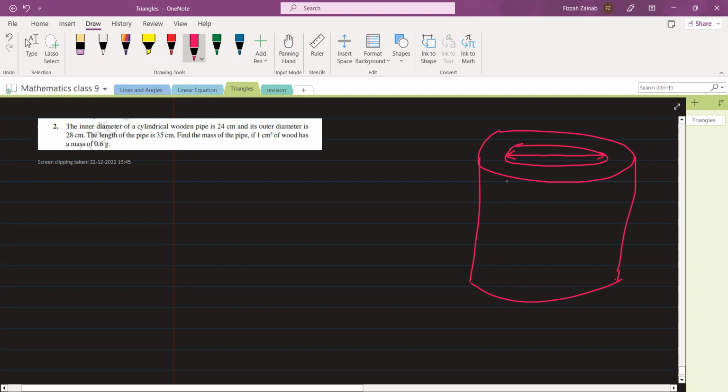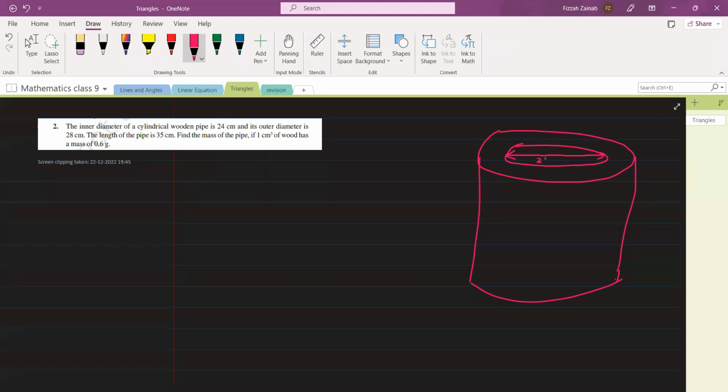So this is given to be 24 centimeter. Okay, and the outer diameter, that means from here to here, this much, is 28 centimeter. The length of the pipe is 35 centimeter. So I mean the piece of the pipe which you are considering, so this length will actually become the height here, right? So this is height.